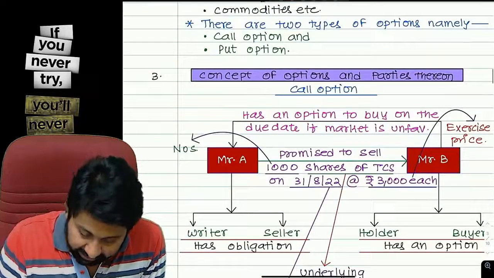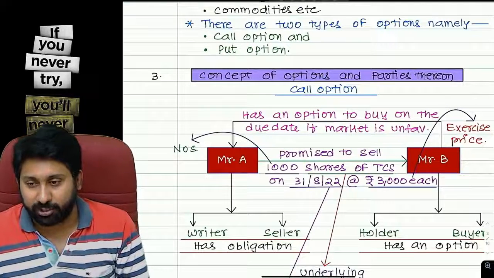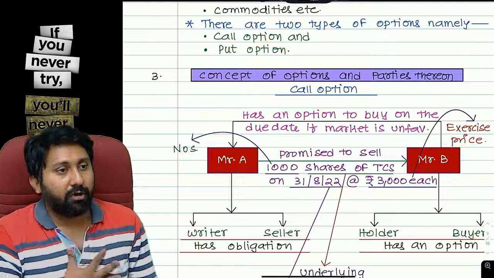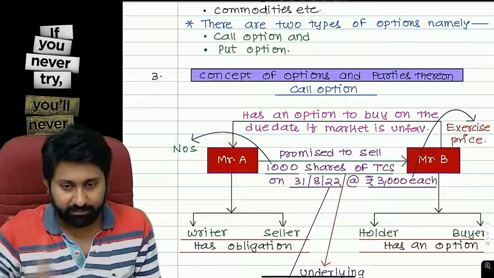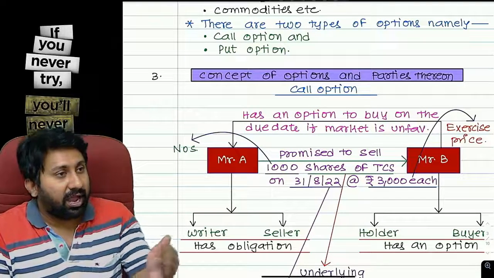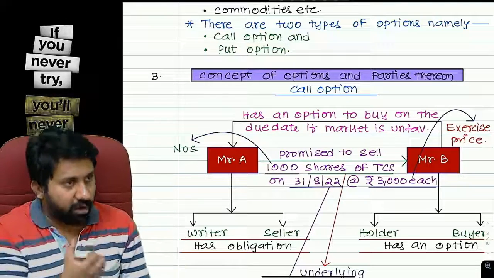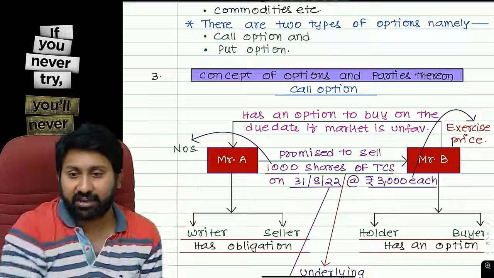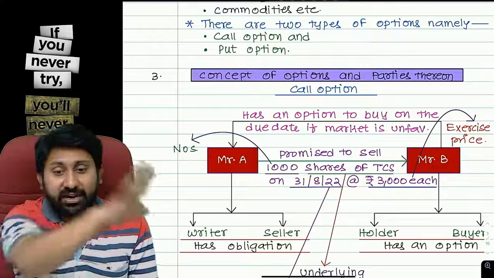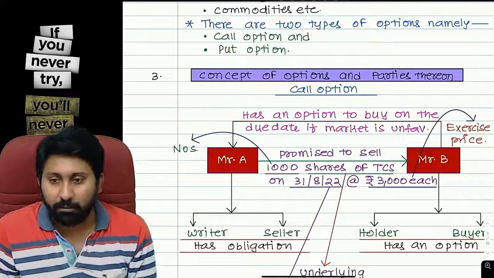This is called a call option. How has that name come? See here, I want to buy the shares in the future. I want delivery. I will take delivery. Call option means I have to buy the share.